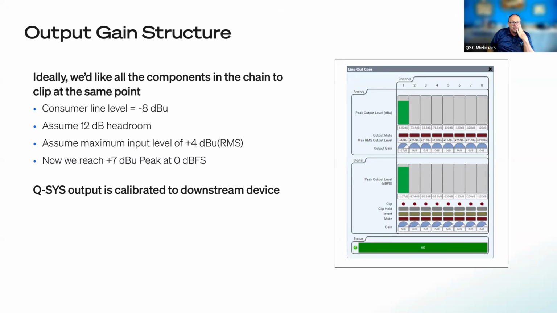So assume 12 dB of headroom and your maximum input level of plus 4 dBu. Now we reach 24 dBu when we're at 0 dB. The idea is you've set all your gain structure so that the loudest this is going to be is right here at 0 dB full scale, and we can turn down the volume of the next downstream device. Now, if that's an amplifier, you're going to have amplifier controls on it to turn it back up, but that's where you want to just do it there.